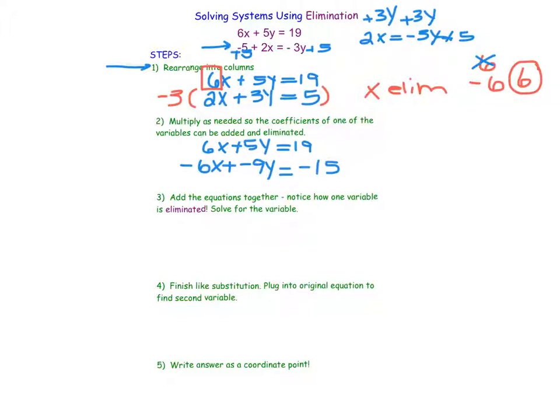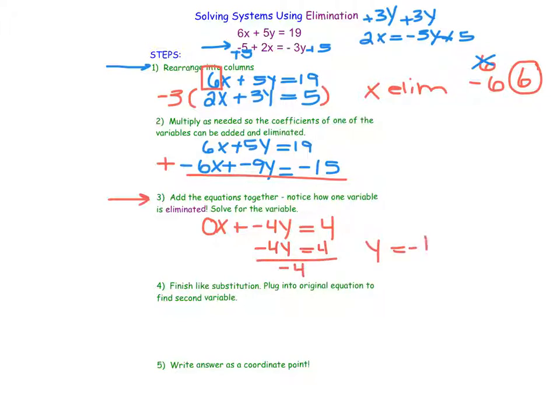If we were to add both of these two equations together, we would eliminate those x values as they would become 0. So here, if I use the elimination strategy and add these together, I end up with 0x plus a negative 4y is equal to 4. So I really have negative 4y is equal to 4. Divide both sides by negative 4, and I find that y is equal to negative 1.